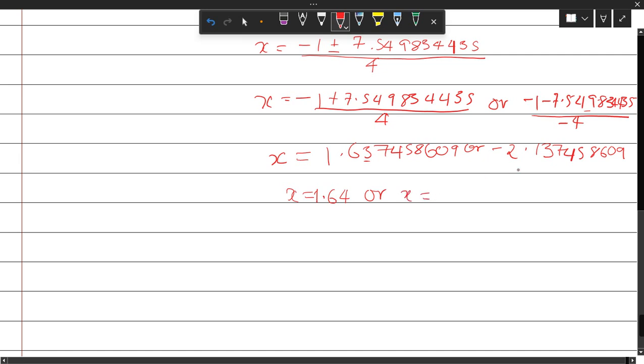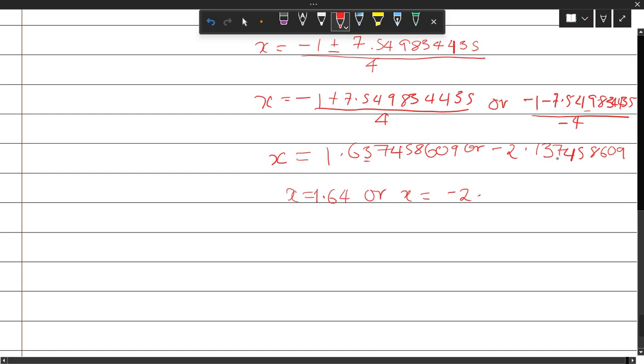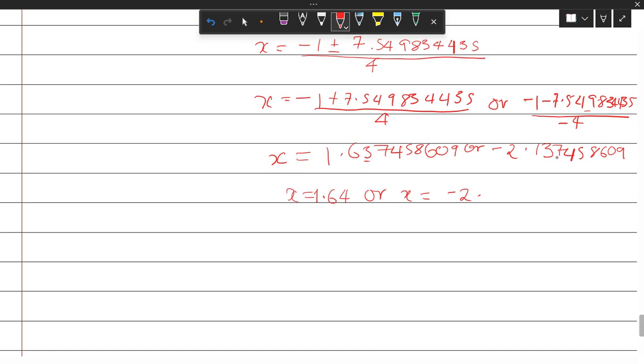Or x equal to negative 2 point, this is the first decimal, the second decimal is this. The same rule applies, this is 7. Numbers from 5 to 9 constitute 1. If it's 4, we don't get anything, but if it's 5 to 9, we get 1. So we get 1 from 7, and this will be 4. So this is 0.14. Okay, so these are the answers for x.